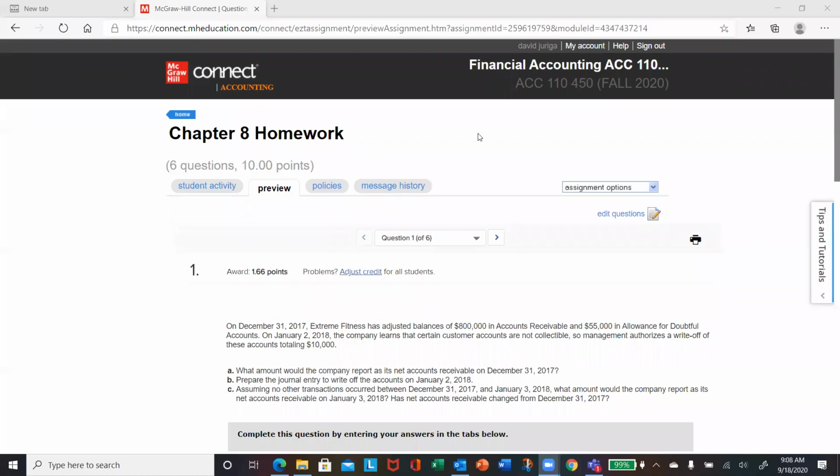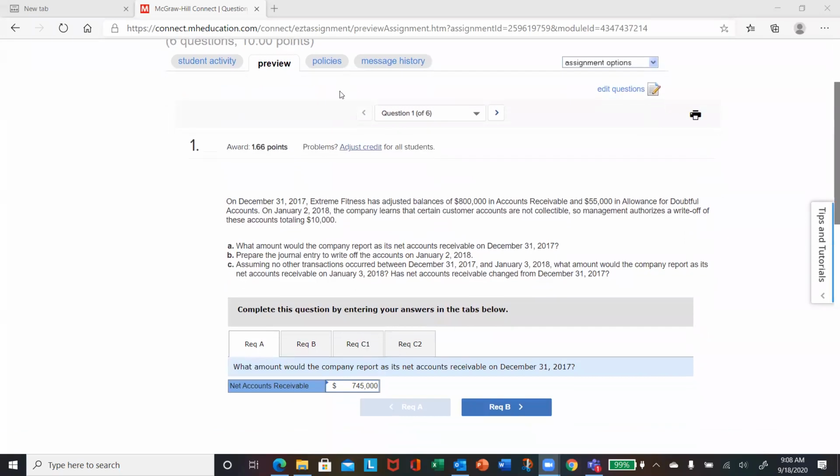All right, let's check out the Chapter 8 homework. This is problem number 1. And let's read through this. It looks like they want us to figure out Part A, the net accounts receivable. And then Part B, you're going to do a write-off of the accounts receivable. And then Part C, they want you to figure out what would be the net, again, the net accounts receivable at the January 3rd. And then they want to figure out if it had changed once you did that write-off.